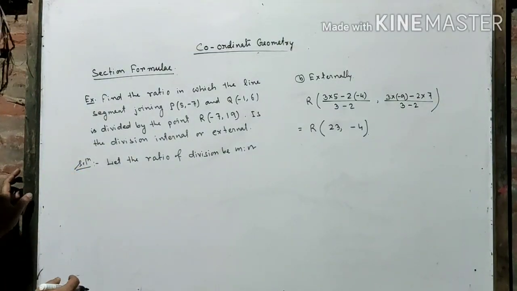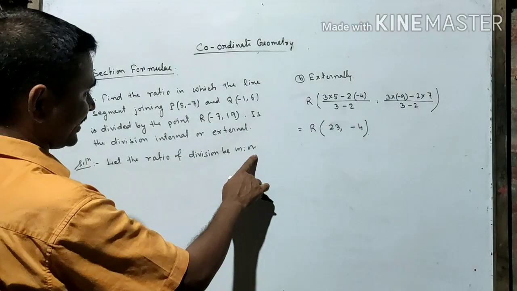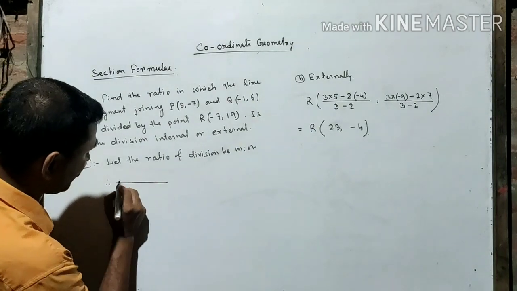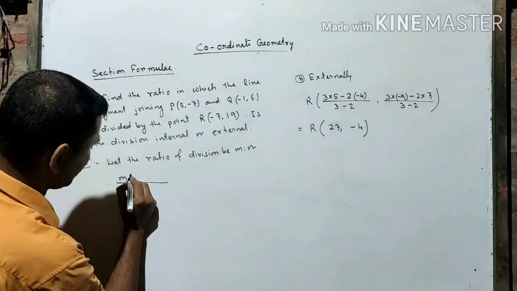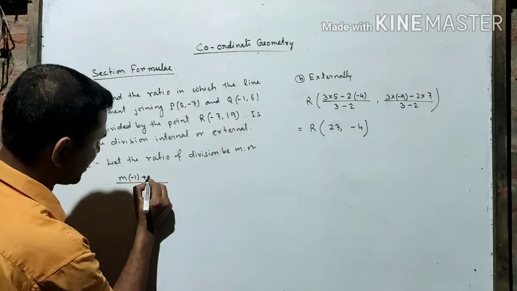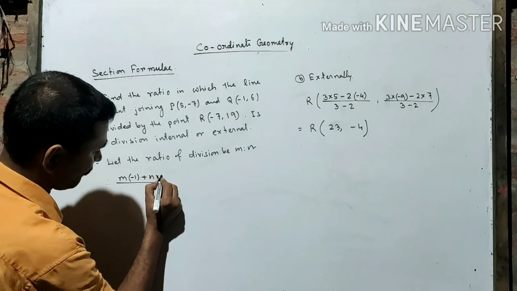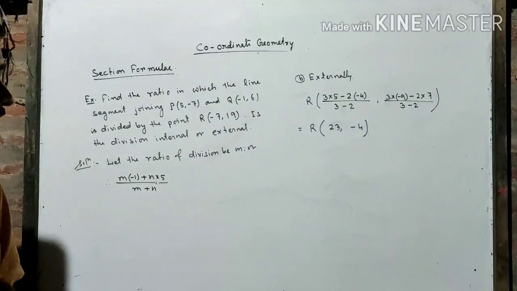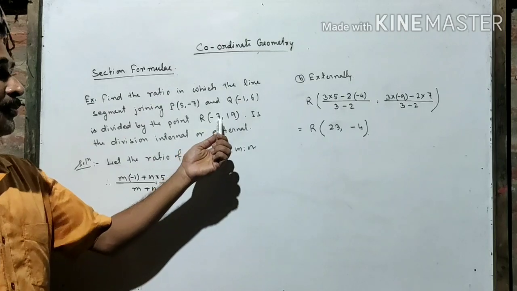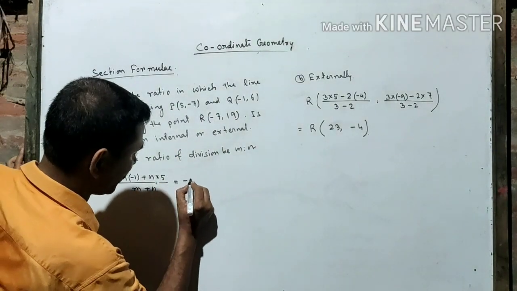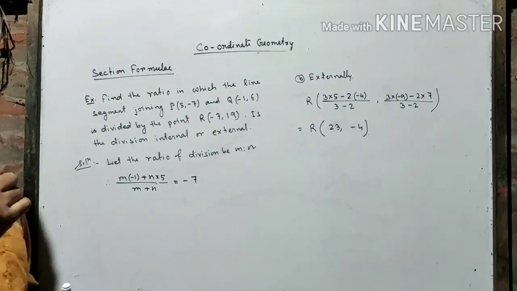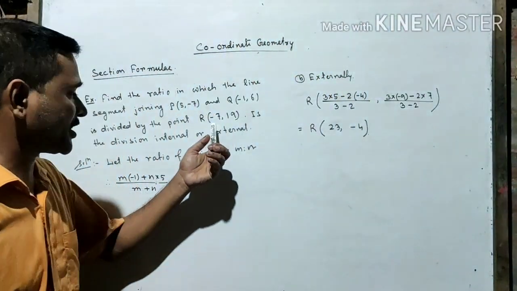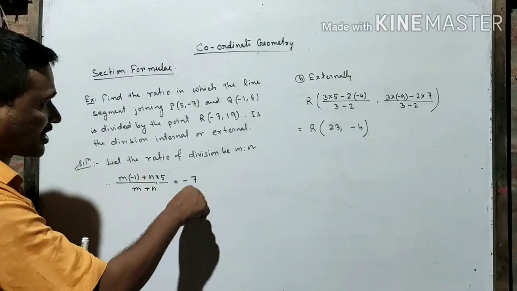So we will use the internal division formula. Here, m is m, n is n, x1 is 5, x2 is minus 1. Therefore, first ratio, second coordinate, minus 1, plus second ratio, first coordinate, divided by sum of the ratios. So this is the x coordinate of the point of division, but in our question, the x coordinate of the point of division is given to be minus 7, so this must be equal to minus 7. Do you get it? mx2 plus nx1 divided by m plus n is the x coordinate of the dividing point.